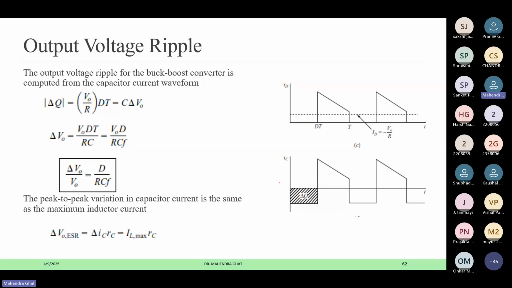Again, for the output voltage ripple, it is the same thing. If you see, whenever the switch is closed, no current is flowing from the input to the output. So the whole current will be supplied by the capacitor, which is equal to delta Q. And this we can say is C delta V, and this we know is the VO by R.